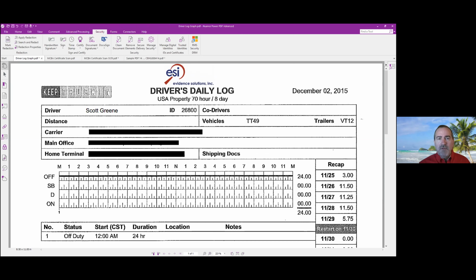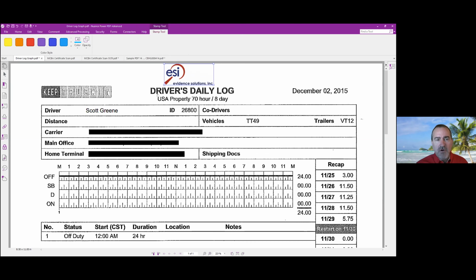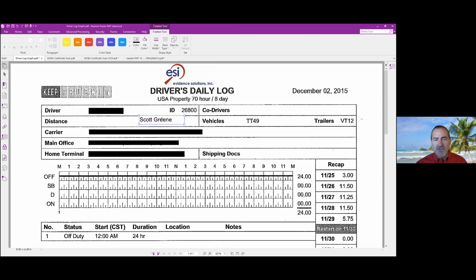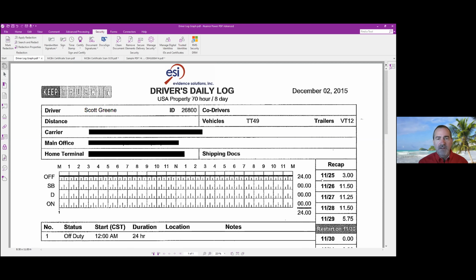In addition to just the fact that the logo was inserted, I have something over here which is kind of interesting because that's my name, but yet what else is behind that is actually something that I'd already redacted. So if I look at this, that looks just like, oh, Scott Greene must have been the driver in this particular case.